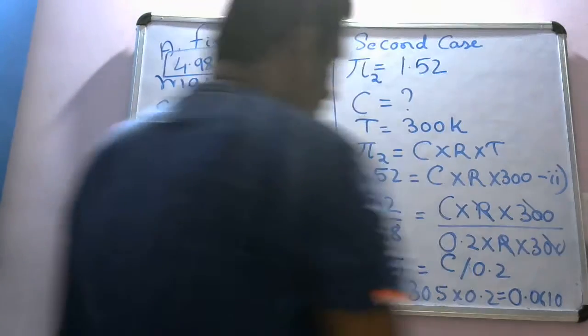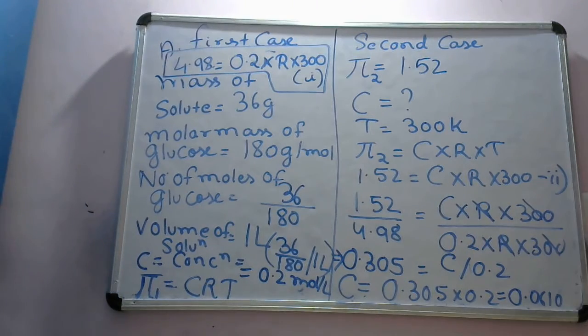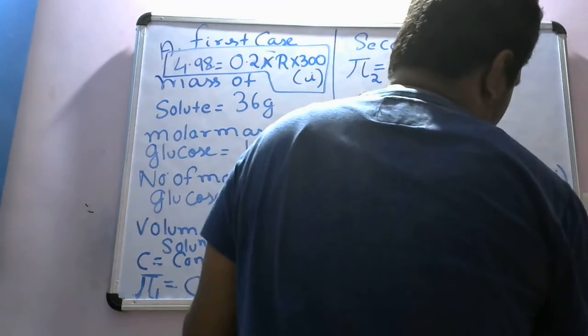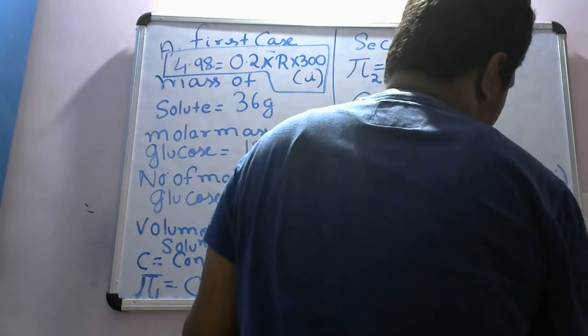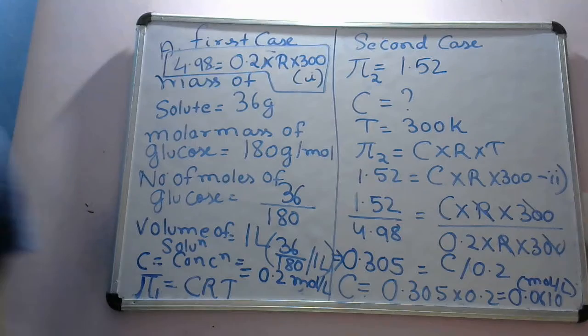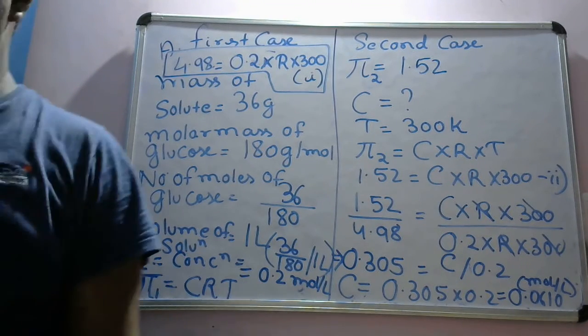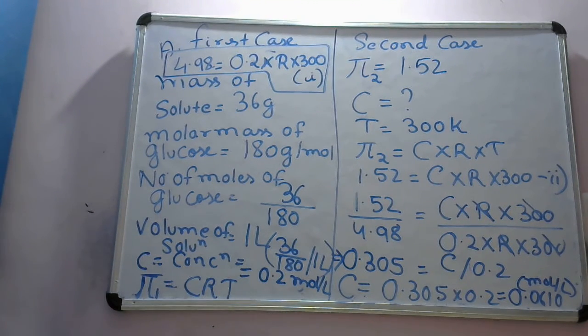0.0610. The unit will be moles per liter. I am writing in bracket here, moles per liter, and that is the concentration, or you can say molarity also. So this is how the osmotic pressure question is solved. This was for NCERT. Thank you all.